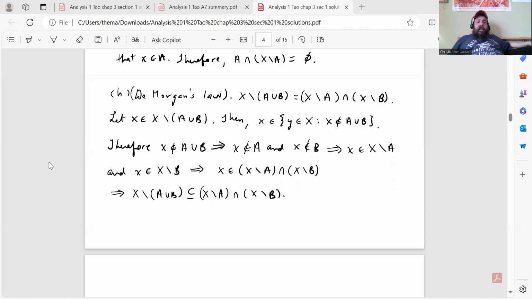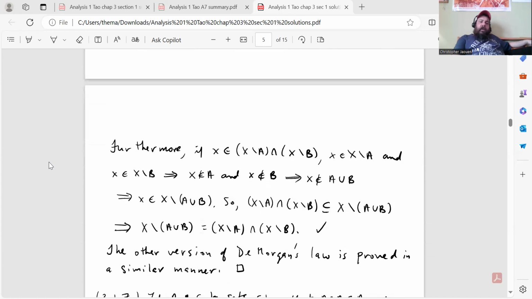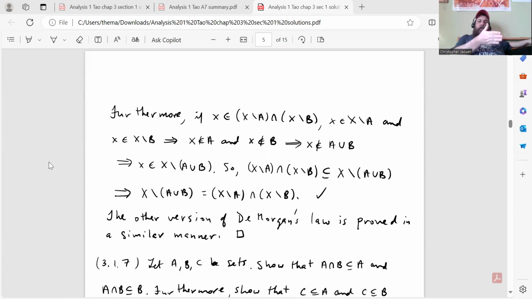Therefore, X is not an element of A union B, which means X is not in A, and X is not in B, which implies that X is an element of the set X minus A, and X is an element of X minus B. That implies that X is an element of X minus A intersect X minus B, because it's in both. And that implies that X minus (A union B) is a subset of X minus A intersect X minus B. Okay, and then furthermore, you can show the opposite containment as well.